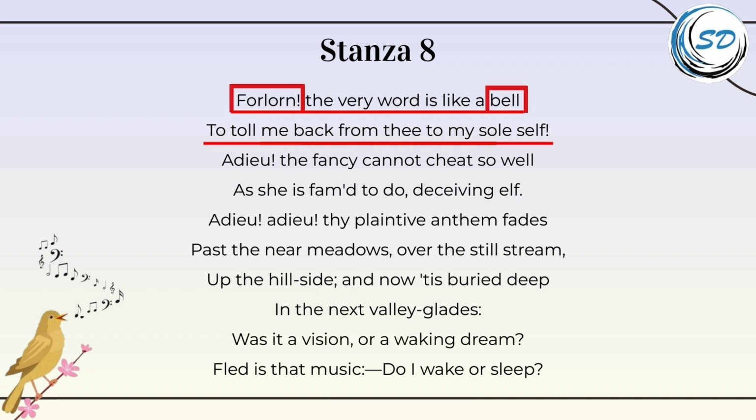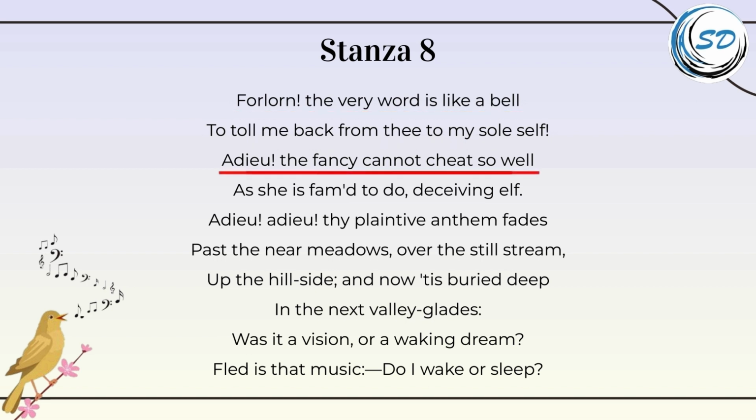The enchantment of the Nightingale's song has temporarily taken him away from his own reality, and now, like the sound of a bell, it calls him back to his ordinary state of being. The poet bids farewell to the Nightingale, acknowledging that his imagination or fancy cannot deceive him as effectively as it is renowned for doing. The deceiving elf refers to the tricky and elusive nature of imagination, suggesting that even though it can conjure fantastical images, it cannot completely replace reality. Keats bids farewell twice, repeating adieu, adieu, as if to emphasize the finality of the moment.